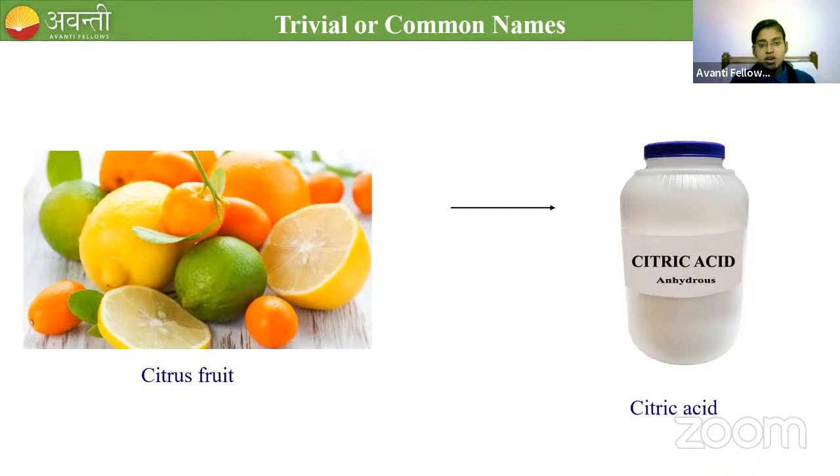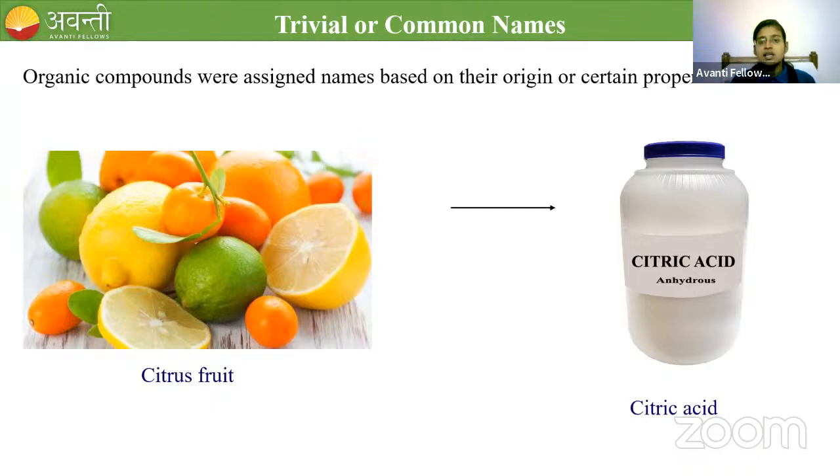So the organic compounds were assigned names based on their origin or some certain property. Here the name of the compound is given based on the name of the fruit. Since citrus fruits have this compound, it is named citric acid. I will give you one more example.